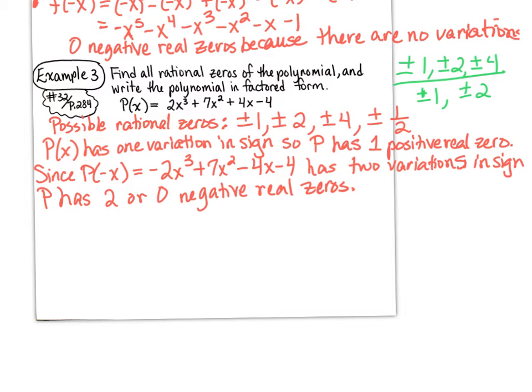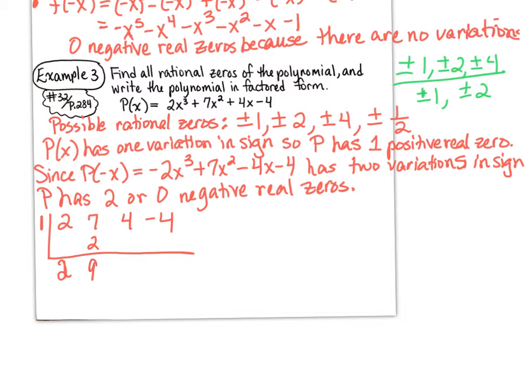So now we're going to choose one of these and check to see if we get a remainder of 0. Let's just check 1. Our coefficients of the polynomial are 2, 7, 4, and negative 4. We bring down 2. Multiply, you get what? We're using synthetic division. Tell me what we get. 2. Next one's 5. Add, you get what? 9.